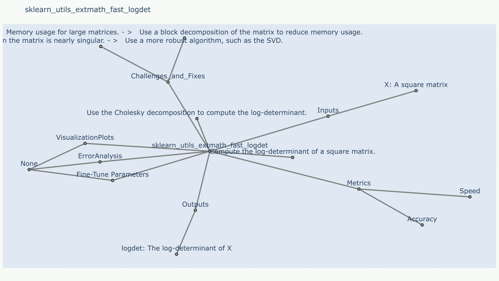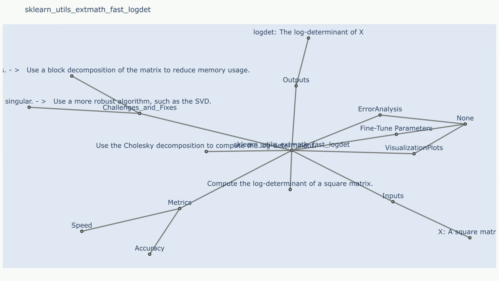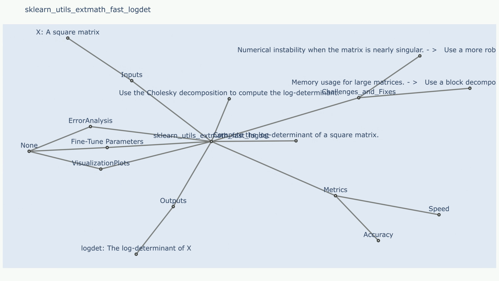Fixes: SVD decomposition. If Cholesky decomposition fails, alternative decompositions such as singular value decomposition (SVD) can be used to calculate the determinant. However, these alternatives might be less efficient. Regularization: adding a small positive value to the diagonal of the matrix can sometimes make it positive definite, allowing Cholesky decomposition to succeed.